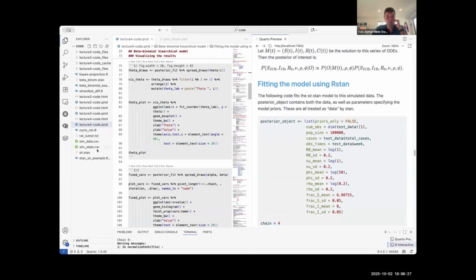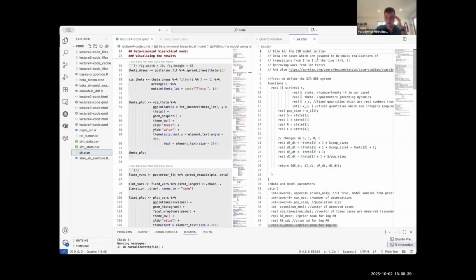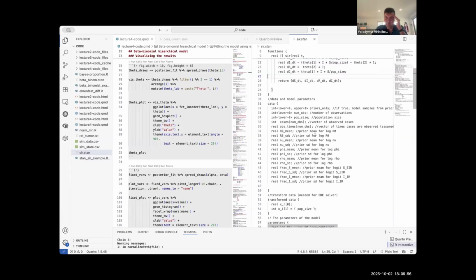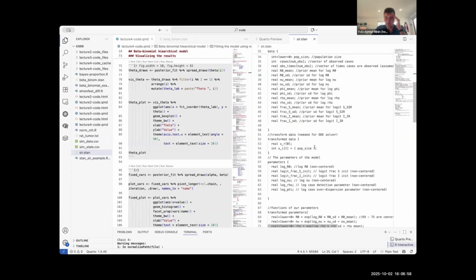I will not go into it, especially since I'm running out of time, but just to give you an idea, and you have the code, you can poke around in it if you want. It's much more complicated Stan code here. Because you need to define an ODE system, there's a separate functions block where you can do that. So this is where you define your ODE in Stan. And then your data block is more complicated because you have more parameters.